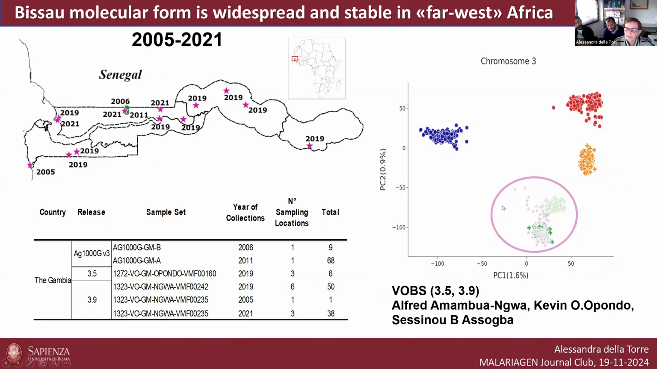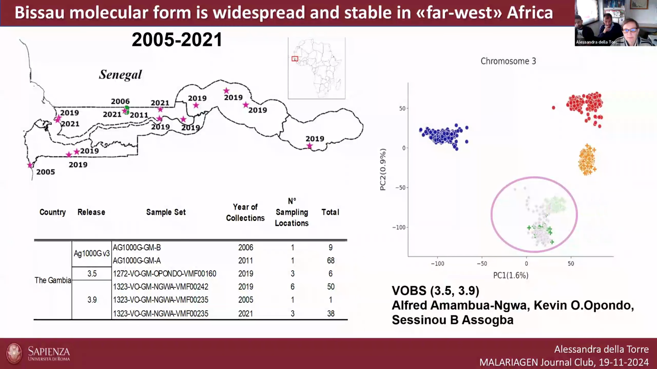And these populations were collected much later; our population was collected in 2005, 2006. But here you can see populations collected 15 years later, and they all clustered together when we did the PCA again, including also these populations. So this seems to suggest that the Bissau molecular form is widespread and stable in Far West Africa.